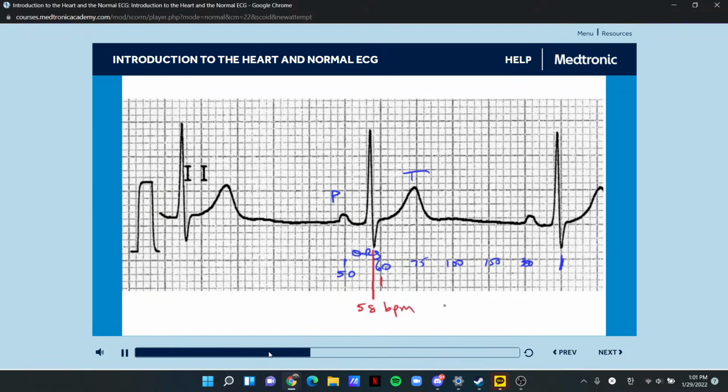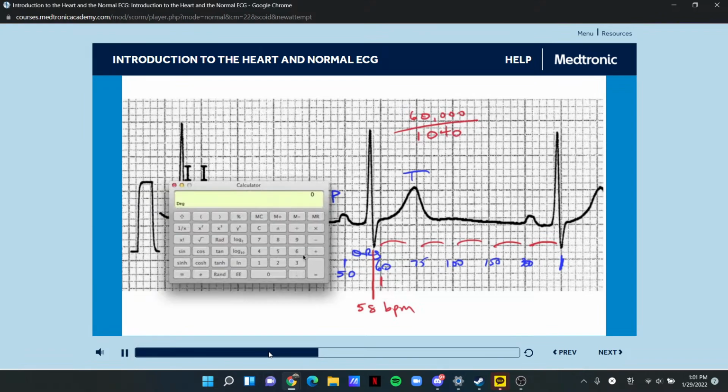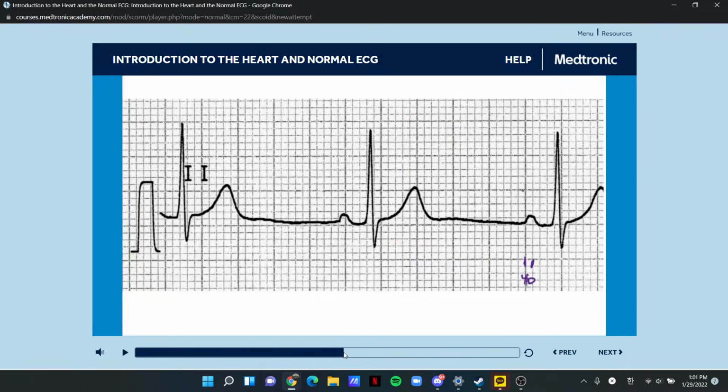What if we were to calculate it? Well, the interval that we're measuring in milliseconds is 200, 400, 600, 800, 1,040. So if we were to take 60,000 and divide it by 1,040, now we can take our calculator and plug in 60,000 divided by 1,040, and we would get the exact rate of 57.6975.